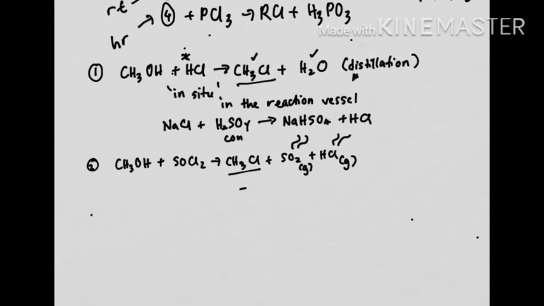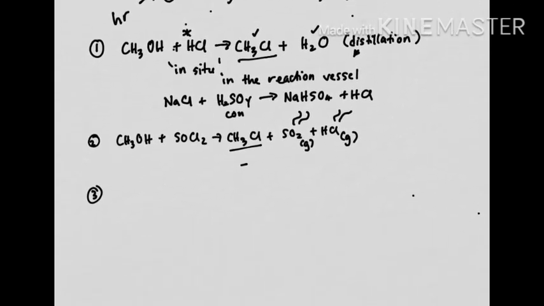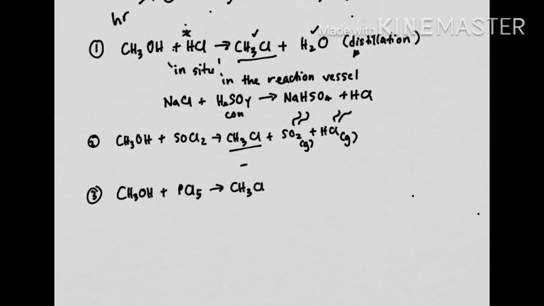The third reaction is going to be by using PCl5. Okay, so I will write down the example: CH3OH plus PCl5. What are you going to get? You are going to get CH3Cl plus HCl and POCl3. Now POCl3 is aqueous, okay, and HCl is going to be gas.